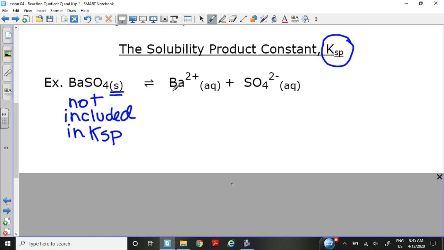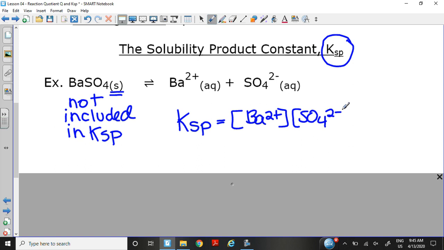If we're not going to include that at all, the only thing that we're going to include in KSP are going to be whatever ions form. So same as before with other K values, write your KSP. Any coefficients in front still become exponents. Here they're both 1, so we don't have to worry about that. So we've got barium ions in brackets, and we've got sulfate ions in brackets. So here we've got a KSP expression for that salt. If you're looking at it, it does look a little bit easier. There's nothing in the denominator, so solving for equilibrium concentrations is a little bit easier.